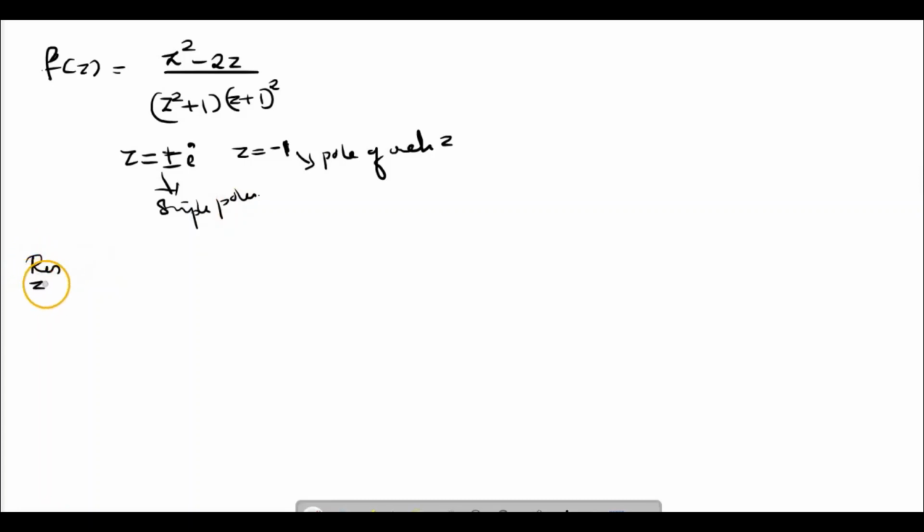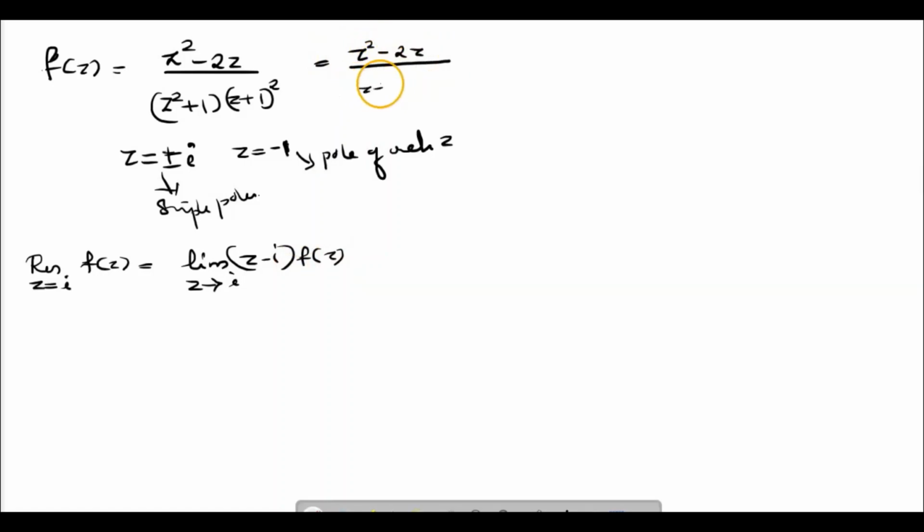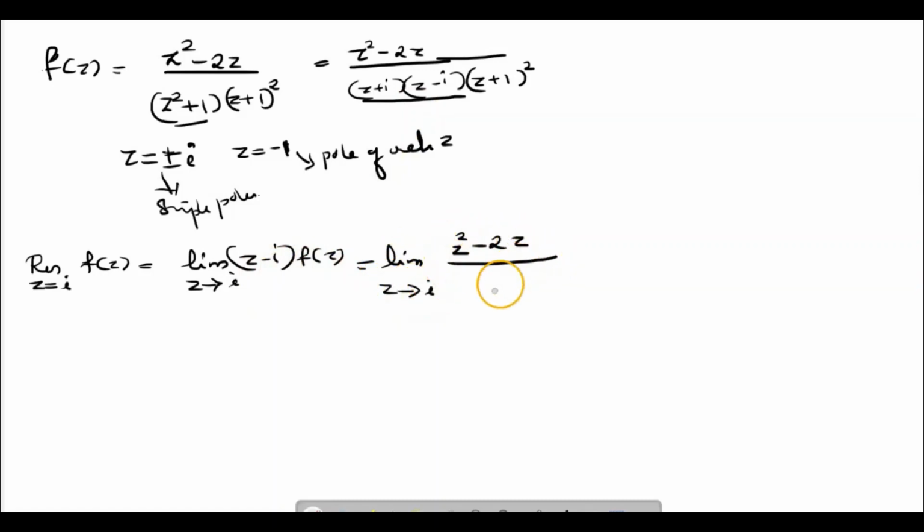Now let's find the residue at z equal to i of f(z). z equal to i is a simple pole. We can write it as the limit as z tends to i of (z minus i) into f(z). We can write this function as (z square minus 2z) divided by (z plus i) into (z minus i) into (z plus 1) whole square. z square plus 1 is (z plus i) into (z minus i). So (z minus i) into f(z) is the limit as z tends to i of (z square minus 2z) divided by (z plus i) into (z plus 1) whole square.